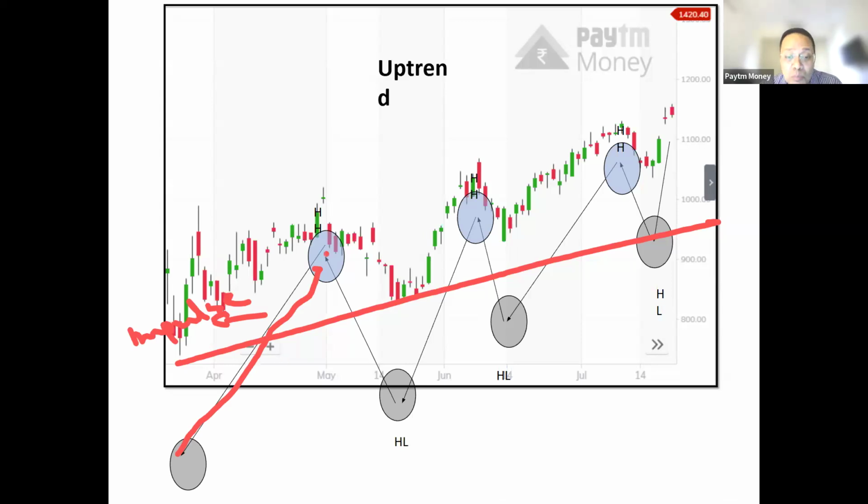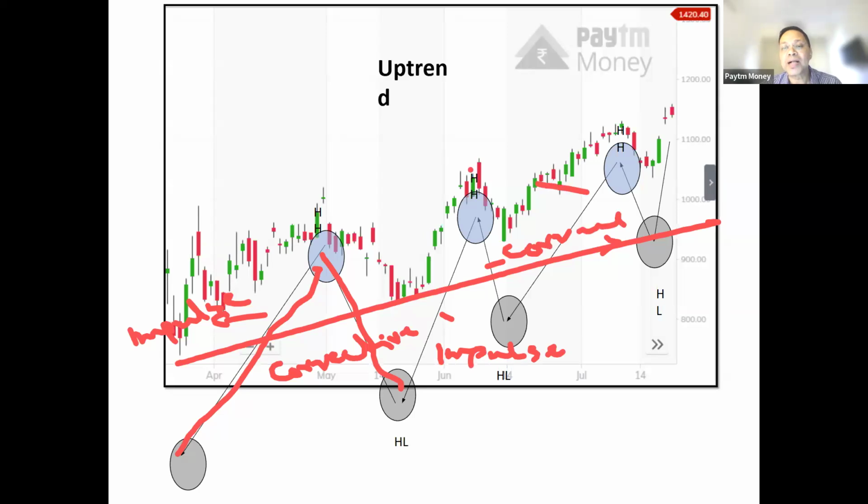Okay. Now the move against the direction of the trend. The direction of the trend is up. Against the direction of the trend, this is what is called a corrective move. Now again, this is an impulse move. This is a corrective move. This is an impulse move. And this is a corrective move.